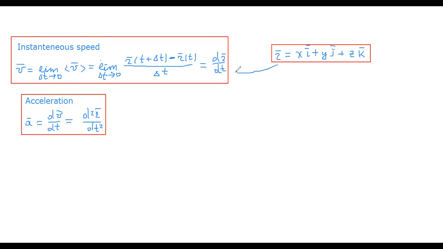Okay, let's make a substitution like this. So velocity v is equal to this derivative plus y dot and plus z k.